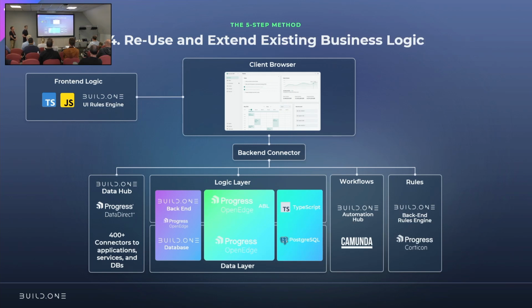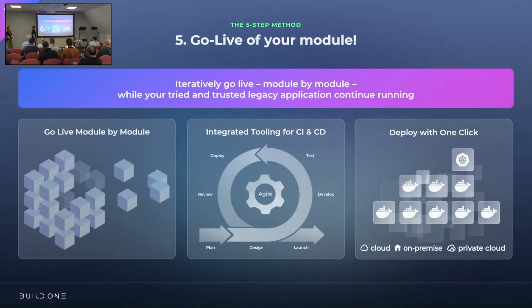So what you've done by now, you have integrated your OpenEdge database, you've created some screens using visual designers, you continue using your ABL logic that you've developed over the last years, and if you'd like to add something on top, you can use the other tools like automation workflows or rules engines. Basically, you now have developed maybe one module of your application, and you can now deploy that application also with Build.One.